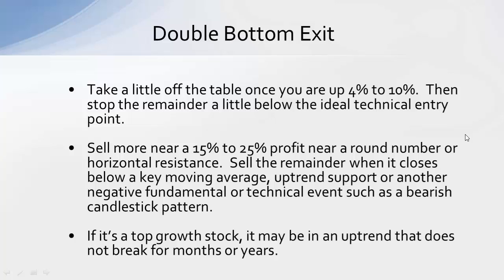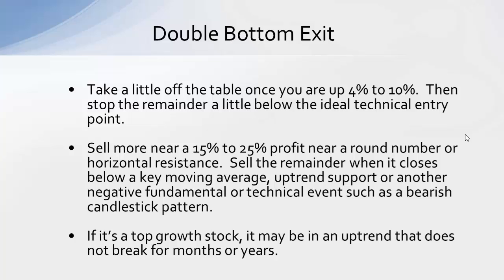Okay, so once we're in the trade, where do we get out? Well, one thing you want to do when you swing trade is phase out of the stock. So take a little bit off the table once you're up, say 4 to 10%. A little more if it gets off to a weak start, a little less if it gets off to a strong start. And then you can stop the remainder a little below the ideal technical entry point.